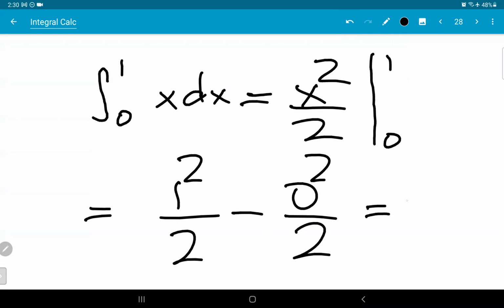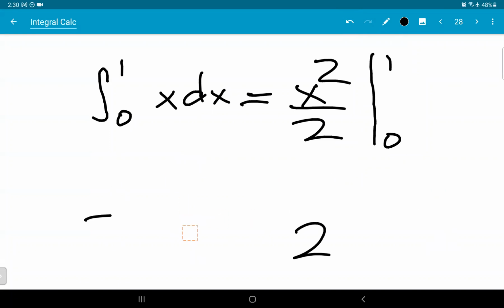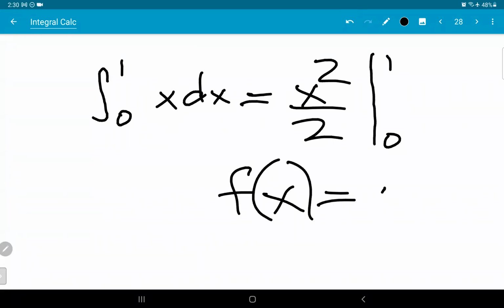And I get 1/2. So the definite integral from 0 to 1 of x is 1/2. Now let us give this a geometric interpretation. This is area under the curve. What is the integrand? x, right? Now that's f of x equals x, or simply y equals x.